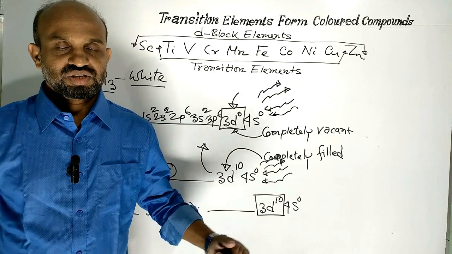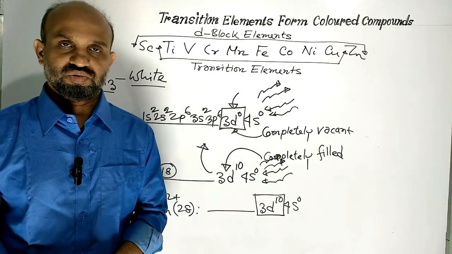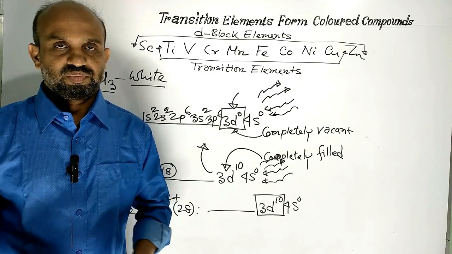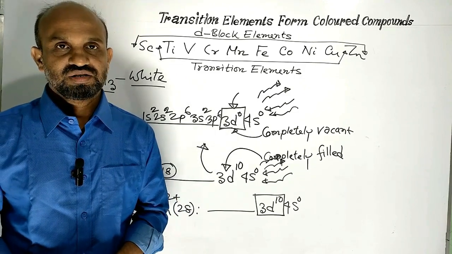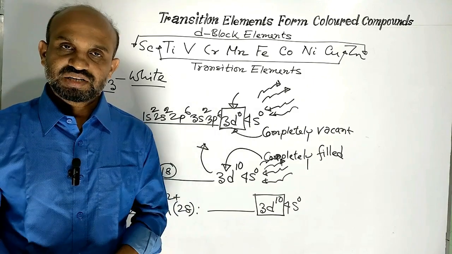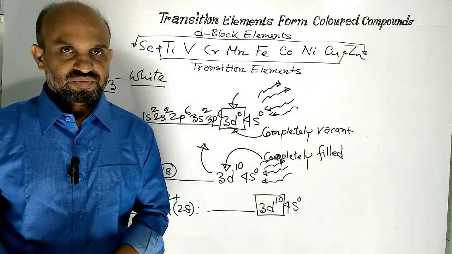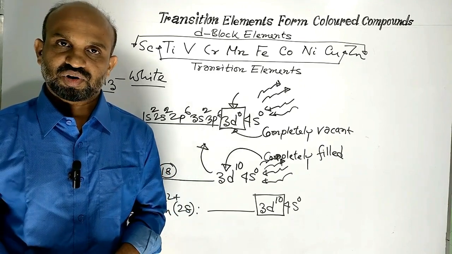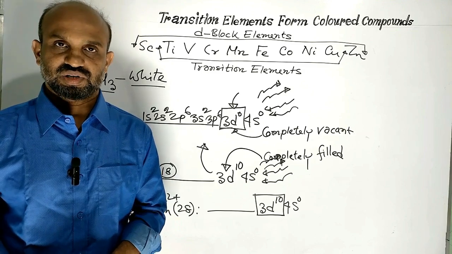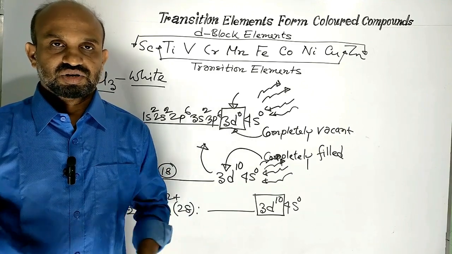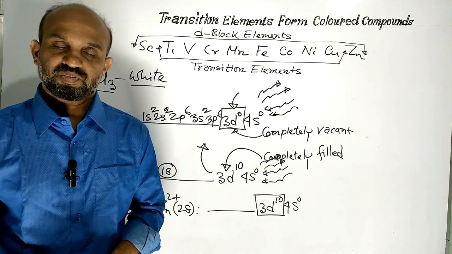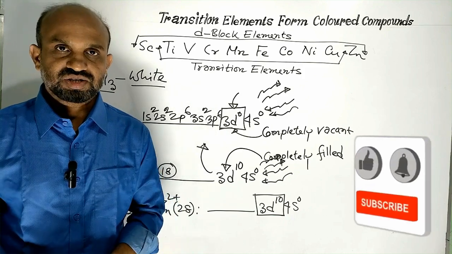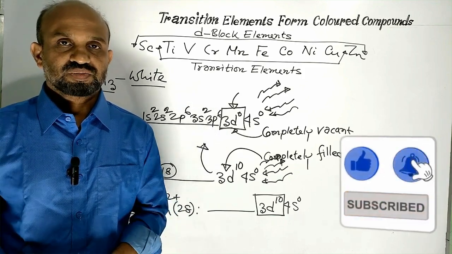That is, transition elements form colored compounds, or compounds of transition elements are colored. The main reasons are partially filled d orbitals, splitting of d orbitals, absorption of light from the visible light region, and shifting of electrons from lower energy orbitals to higher energy orbitals. And as a result, partial reflection of radiation from the visible light region. Due to the partial reflection, the compounds become colored.